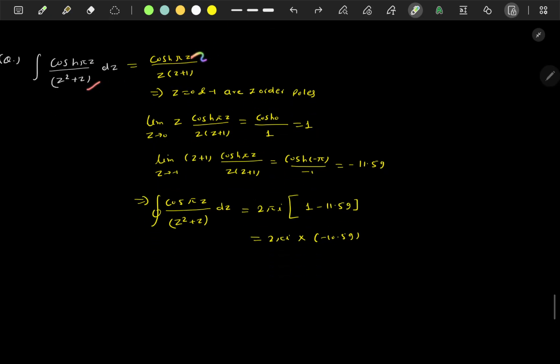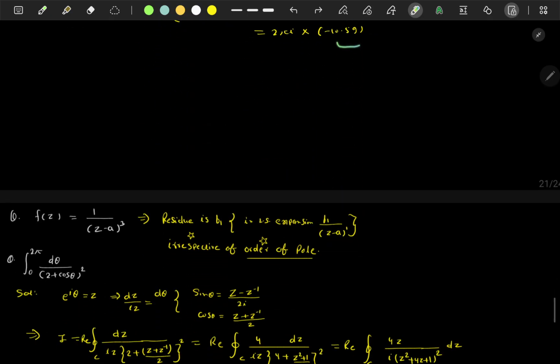Here we have cos hyperbolic pi z, and these are the first order poles. So simply check the limit exists or not. So the limit exists, and here also the limit exists. So 2 pi iota, and this will be giving us the residue. So only the answer will be left.